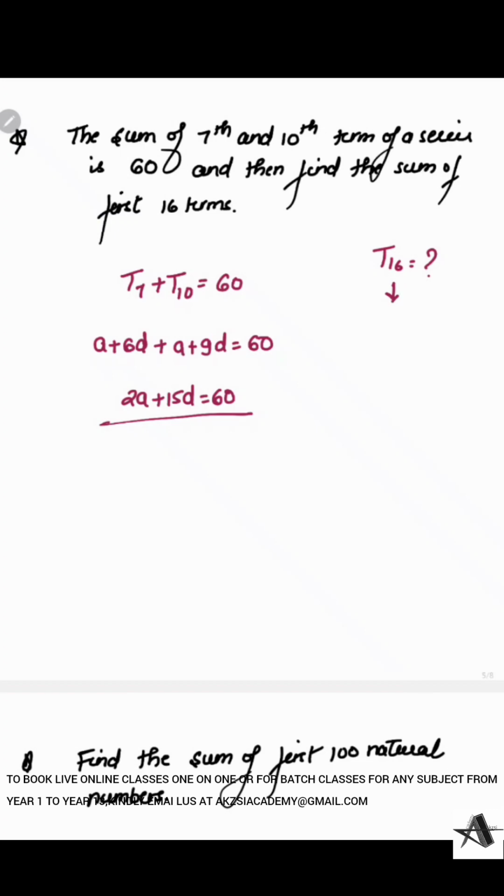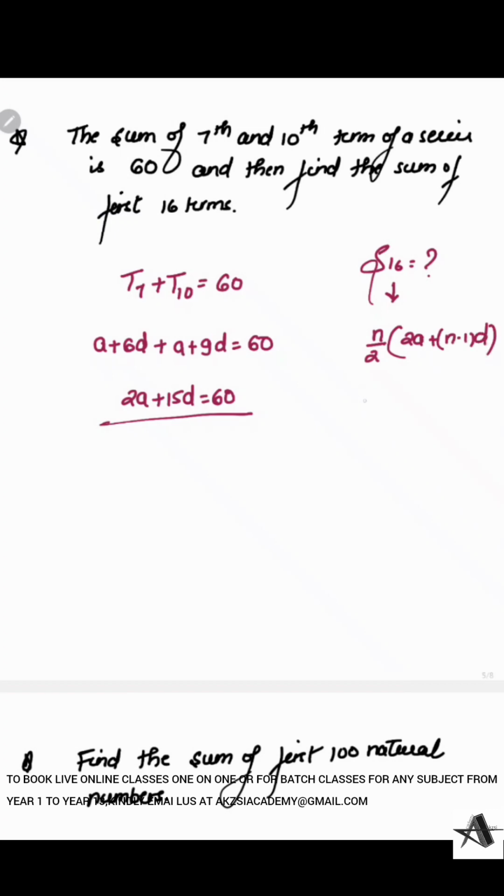They are not talking about T16, actually the sum. So let me represent it with S16. Sorry, S16. So find the sum of the first 16 terms. S16 is, writing the formula, n by 2 times 2a plus (n minus 1)d.